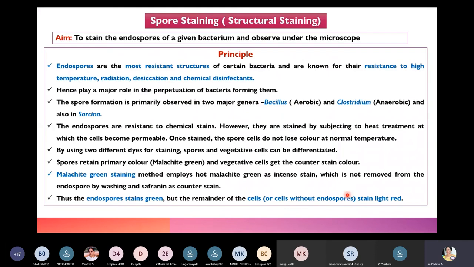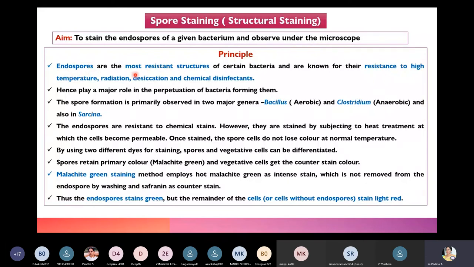Now we'll move on with the second technique, called spore staining, or structural staining process. Now what is the aim of this experiment? To stain the endospores of a given bacterium and observe them under the microscope.